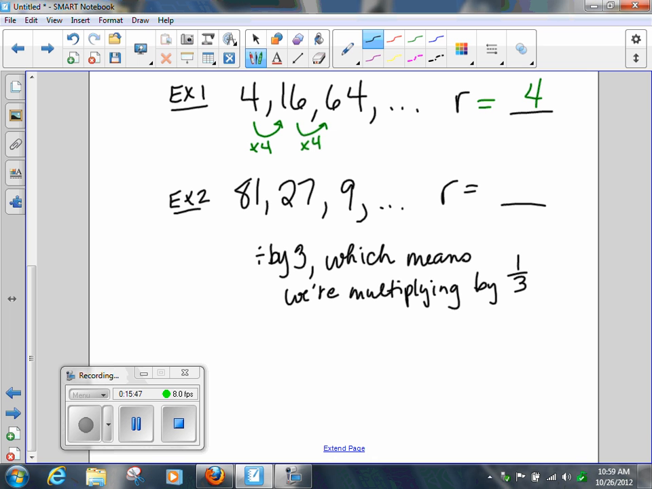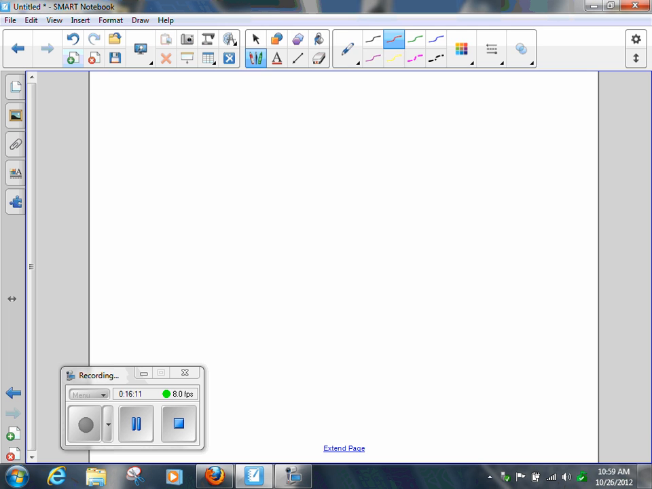But what's our ratio? Is it going to be 3 or 1/3? It's 1/3. Okay? Now look, the numbers get bigger, we have a big ratio. The numbers are getting smaller, we have a small ratio. You see? So you make some connections here. Now, step 2.